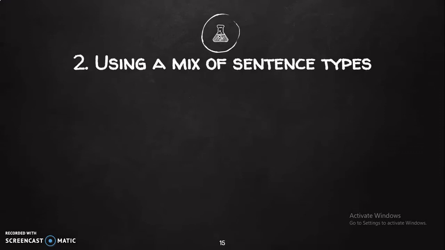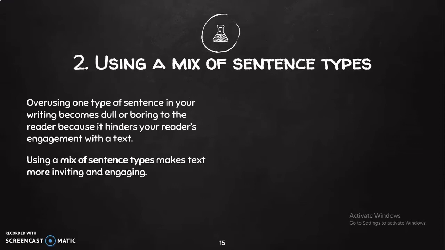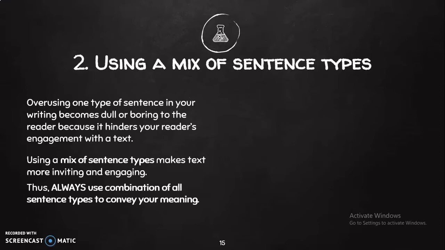Second strategy, using a mix of sentence types. Overusing one type of sentence in your writing becomes dull or boring to the readers because it hinders your readers' engagement with the text, as I've said. So using a mix of sentence types makes your text more inviting and engaging. So what you need to do is always use a combination of all sentence types to convey your meanings. You need to be like a chemist.